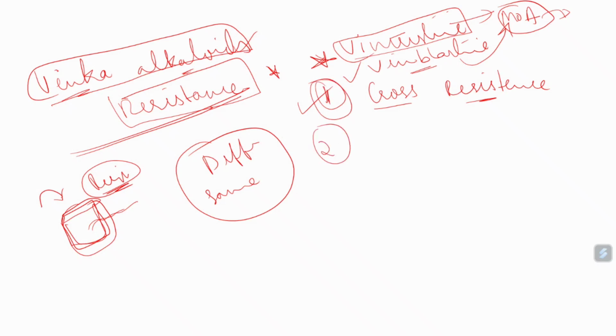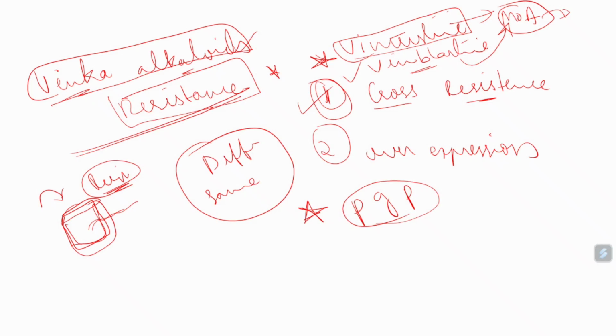And number two, a very, very important concept: overexpression of P glycoprotein. There is one protein called P glycoprotein. This is very, very important. In competitive exams also this comes. Everybody should try to concentrate here. There is one protein called P glycoprotein.